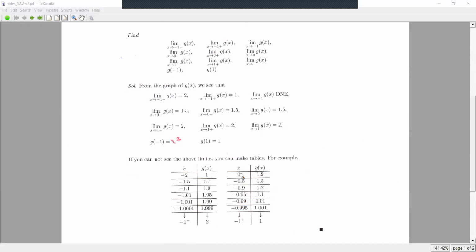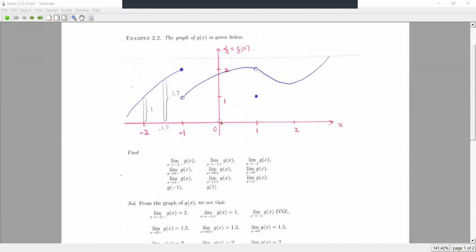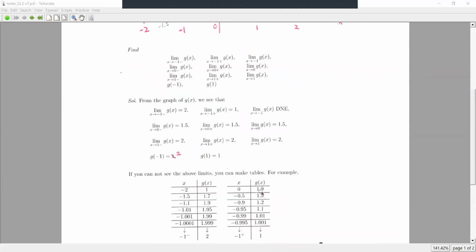When x is 0, let me see. X is 0 is here. Function value at this point is the height of the graph at this point. The height of the graph at 0 is this height. Function value, the y value. This height, my guess, is about 1.9.